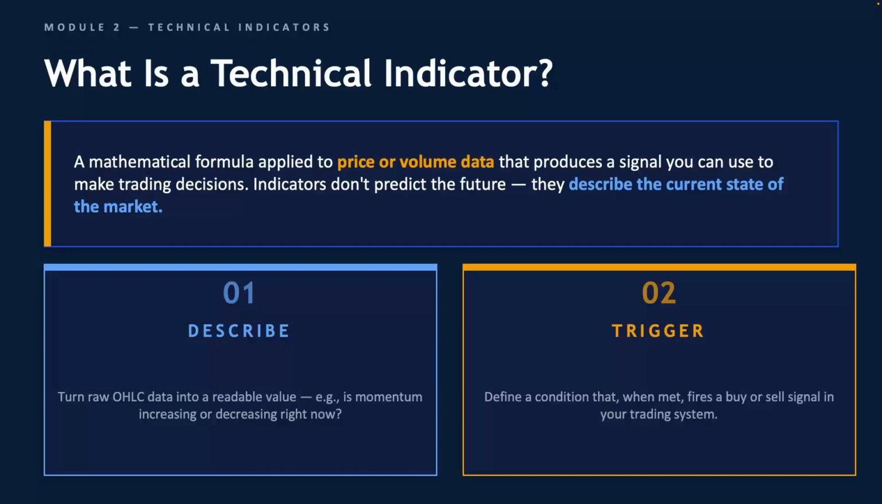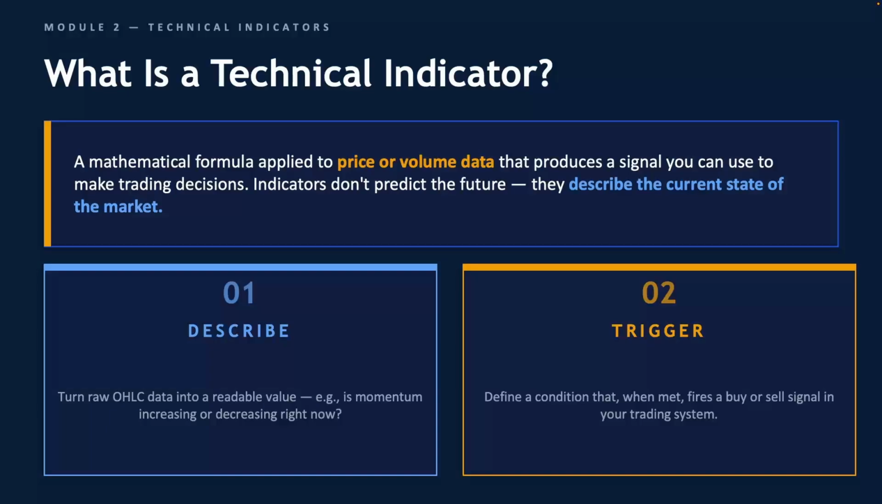Think of indicators as instruments on a car dashboard, like the speedometer. It does not tell you where the car is going. It tells you how fast it is moving right now. A technical indicator does the same thing for price.